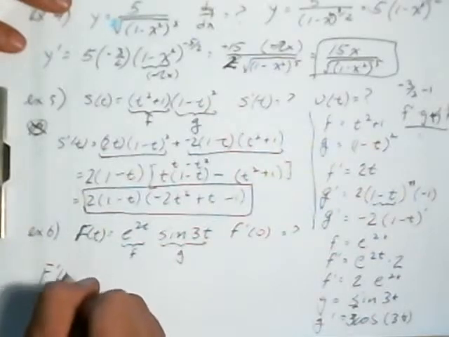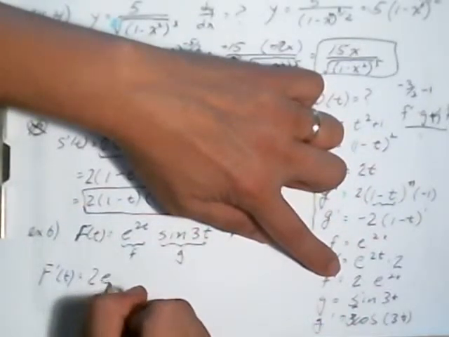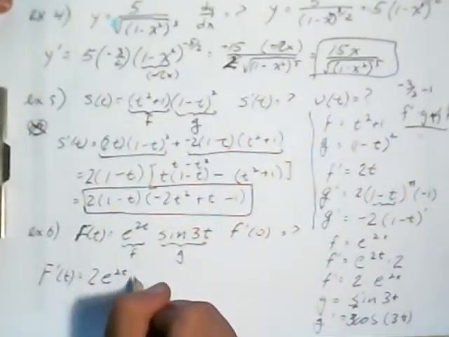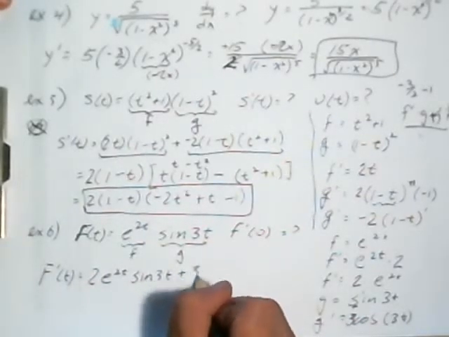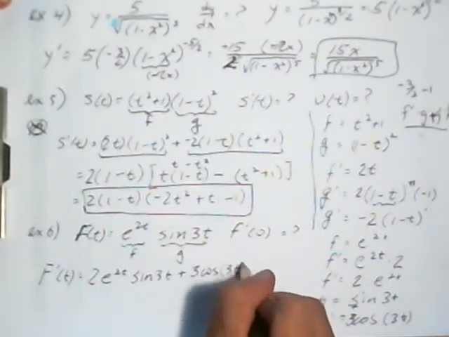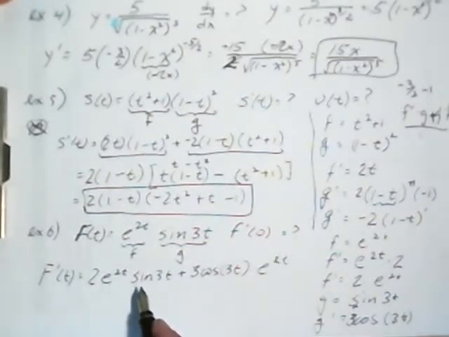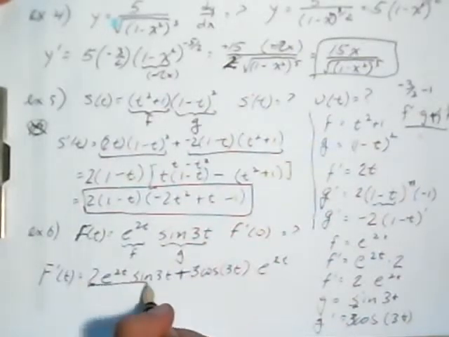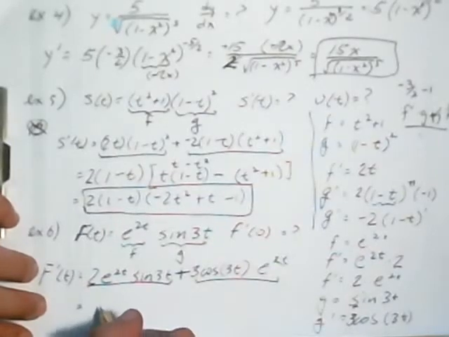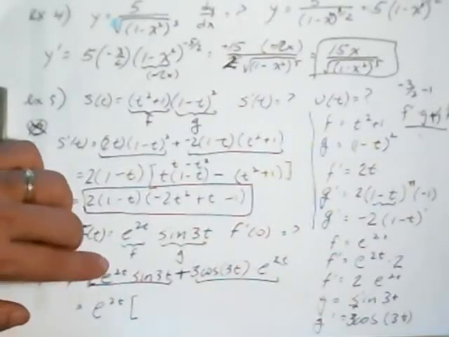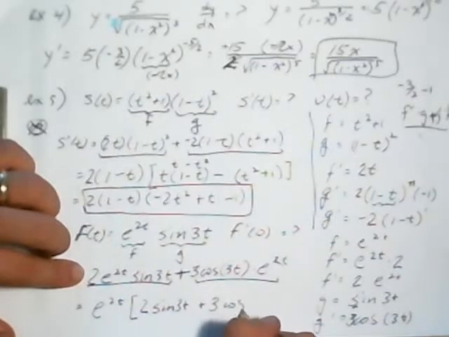So derivative of F is small f prime, which is 2 e to the 2t times g, which is sine of 3t, plus g prime, 3 cosine of 3t, times f, e to the 2t. We're going to clean this up just a little bit. There's this plus right here, which means there's the first term and the second term. We can only take out e to the 2t. So that becomes e to the 2t. We took this factor out. We're left with 2 sine of 3t plus 3 cosine of 3t.